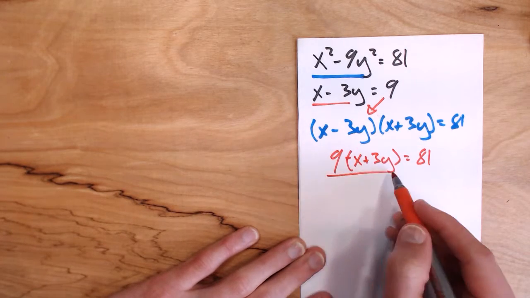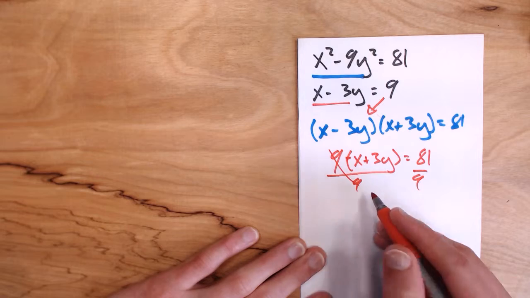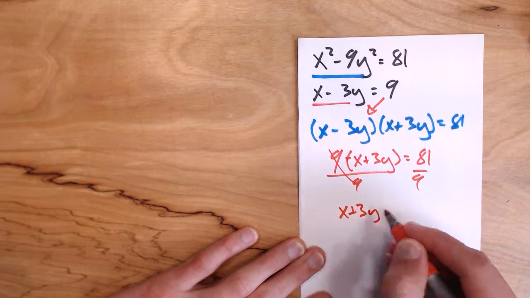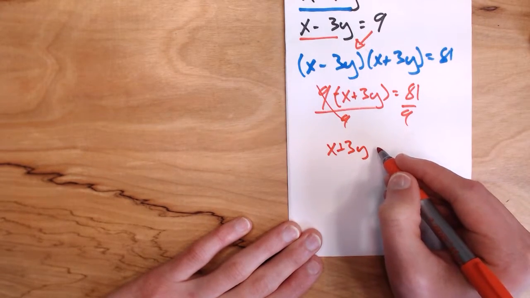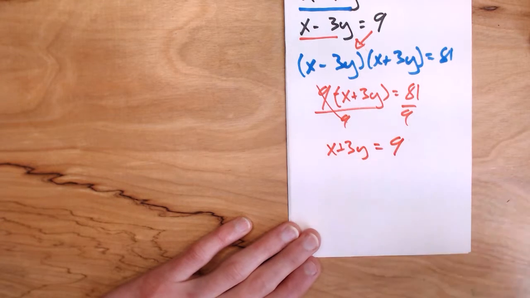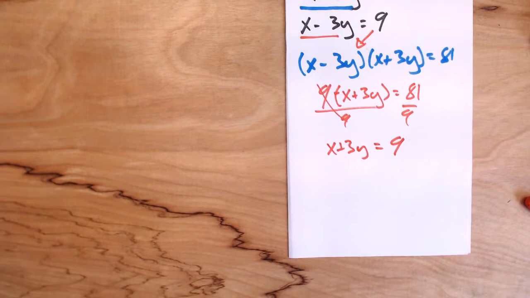And now to get this alone, I'll just divide both sides by 9. These cancel. I get x plus 3y is equal to 9. Okay, so now maybe you're thinking, Steven, I still have two variables. This is stupid. I still have a lot of work to do. But this kind of thing will happen a lot on SAT problems.